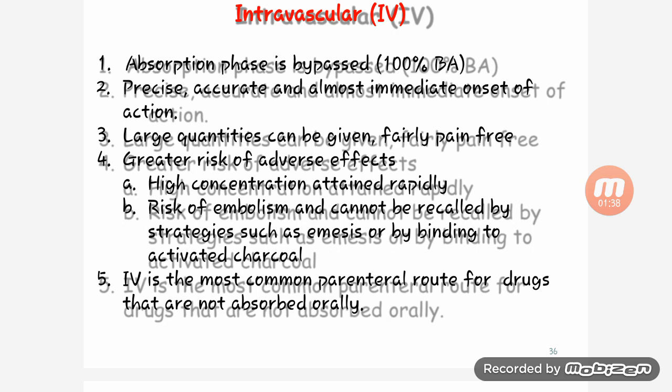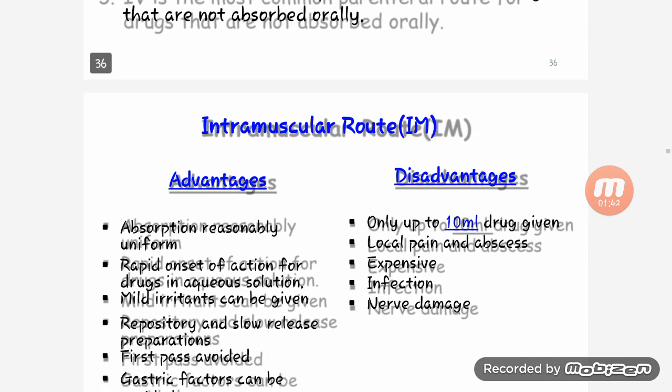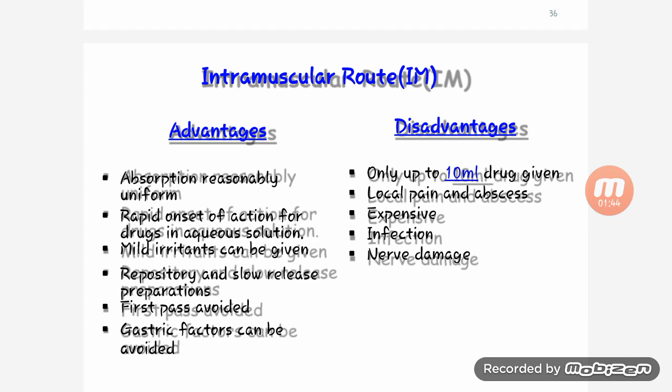Fifth is IV. IV is the most common parenteral route for drugs that are not absorbed orally. So drugs which are not absorbed orally, we can give through the IV route.